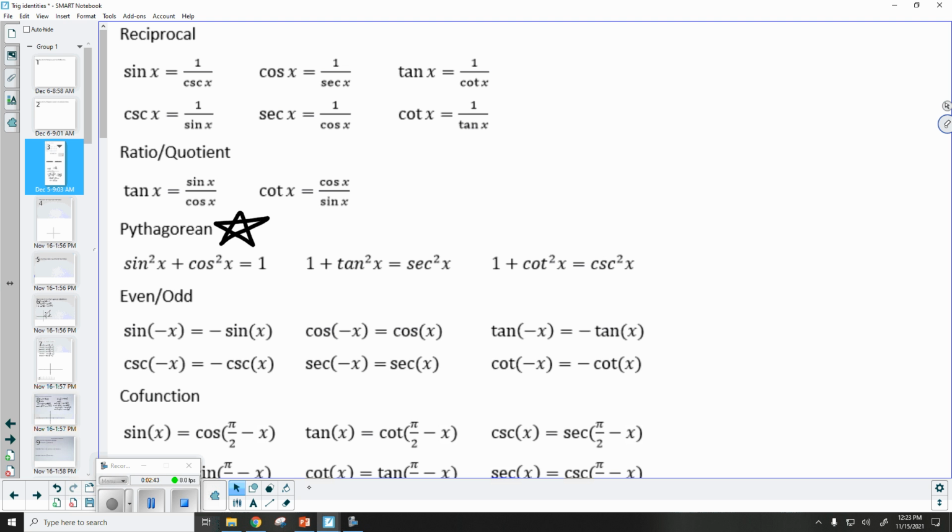They're broken down into 5 categories here. We have the reciprocals, ratio quotient, Pythagorean, even odd, and cofunction. You'll notice I already put a star by Pythagorean because in my personal opinion, I think those are going to be the most important. They're definitely the ones that show up, I think, the most consistently. So we'll be talking about those tomorrow, but let's just go ahead and get started with the reciprocals.